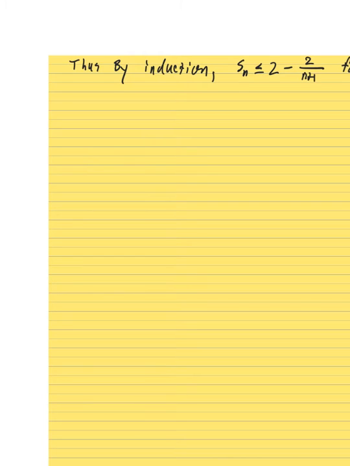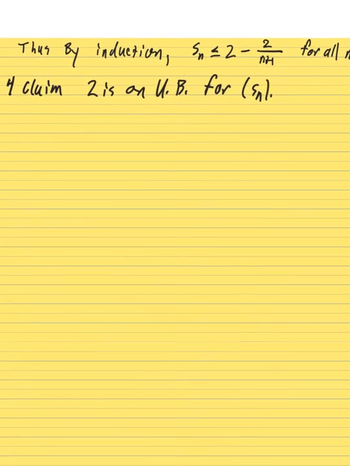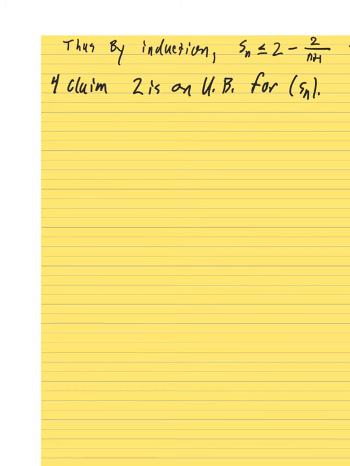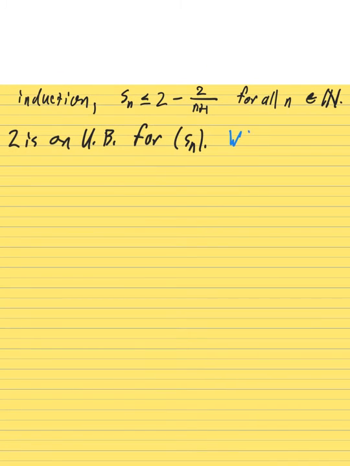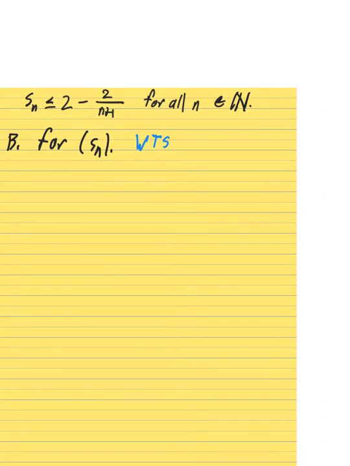Deduce that 2 is an upper bound. Claim: 2 is an upper bound for this sequence S sub n. So what does it mean to be an upper bound? It means that for every natural number n, S sub n is less than or equal to 2. So I'll include that want to show, even though you already see, hopefully, what the proof is. So we want to show for all n in N, S sub n is less than or equal to 2.